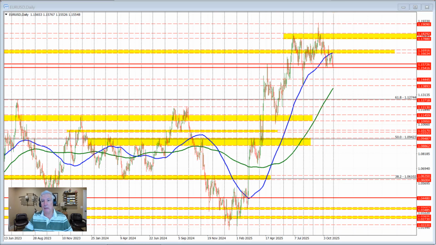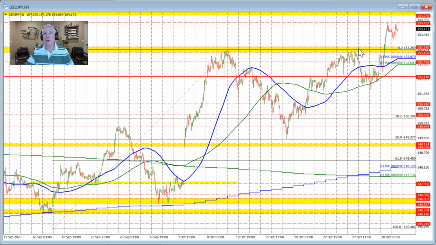Let's take a look at the dollar versus yen next. Looking at the hourly chart, in trading yesterday, the price moved to the upside.